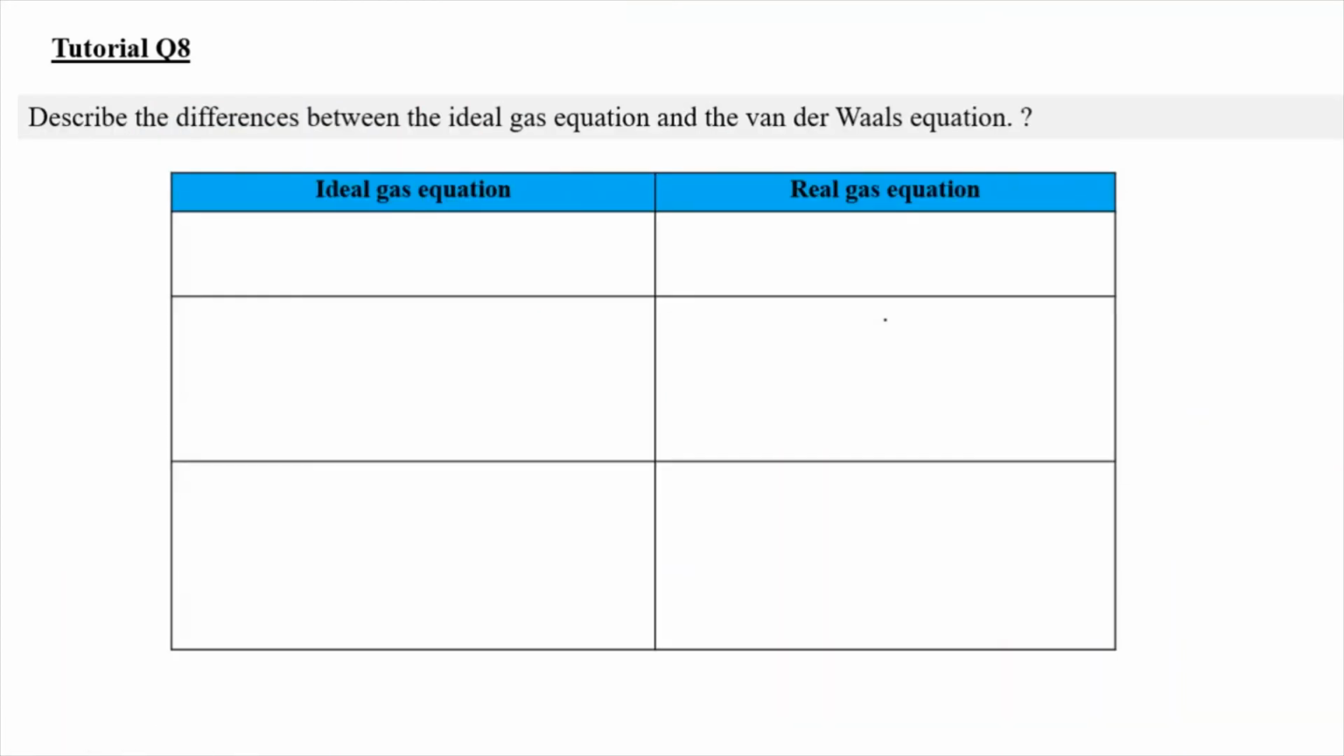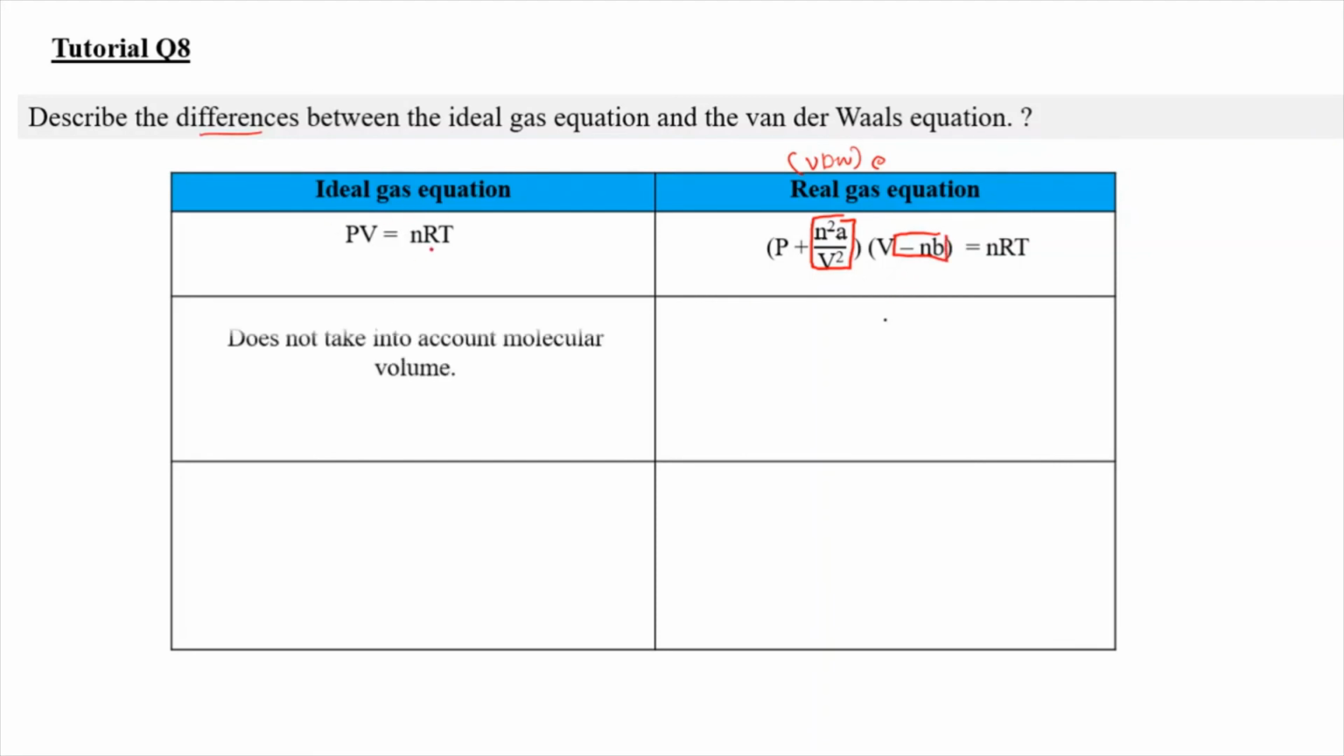For tutorial question 8, we need to describe the differences between the ideal gas equation as well as the van der Waals equation. When we are talking about the differences, I think we should start with the equation itself. For the ideal gas equation, we have PV equal to nRT. Meanwhile, for the real gas equation, or the van der Waals equation, it is P plus n squared a divided by V squared, multiplied by V minus nb, equal to nRT. In this real gas equation, we include the attractive forces of n squared a over V squared, and we subtract the molecular volume of nb.